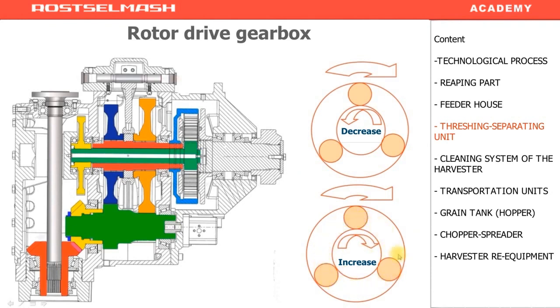of the satellites. If you make the sun gear rotate in the opposite direction, and the crown never changes its rotation direction, it always moves clockwise. Using the hydrostatic transmission, we can make the sun gear rotate in the opposite direction. Then, we will be slowing down the rotation speed of the satellites, and with it, we'll be slowing down the rotation speed of the rotor.